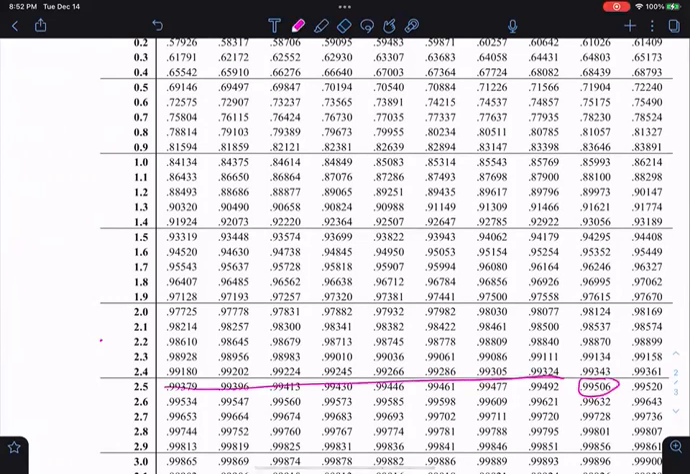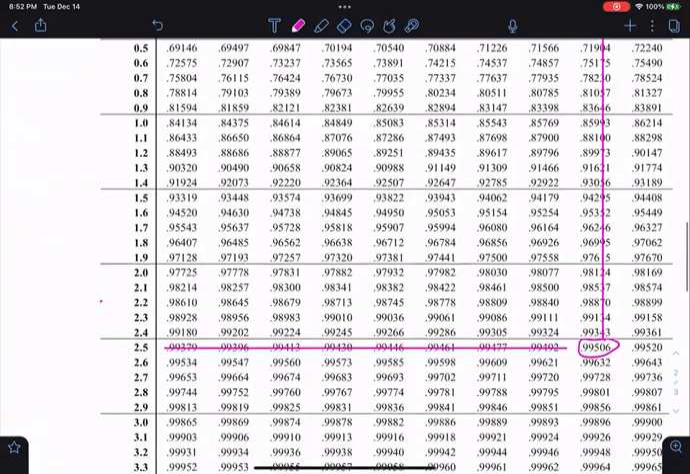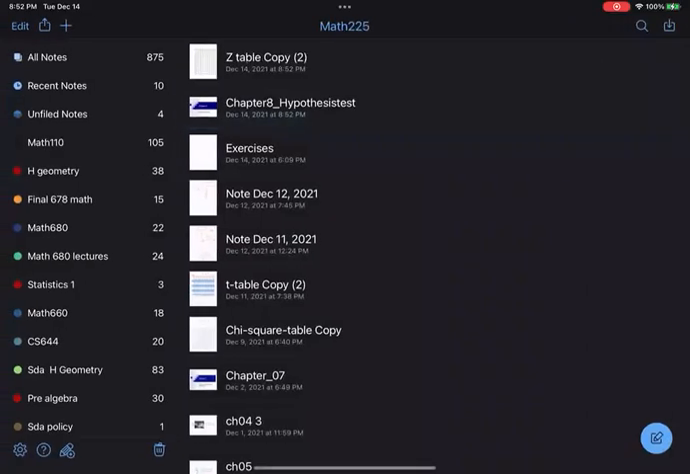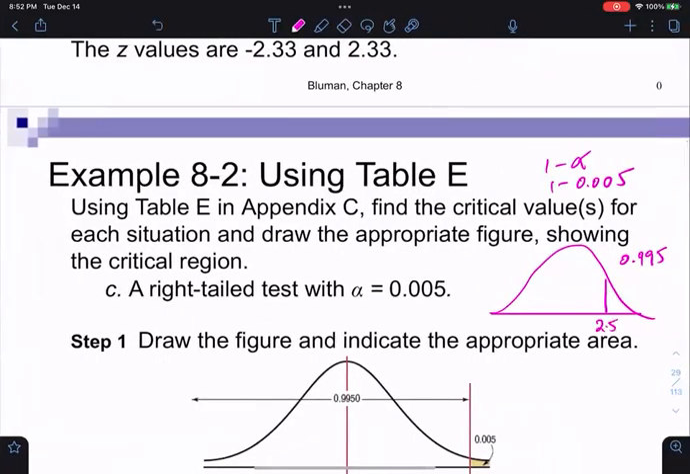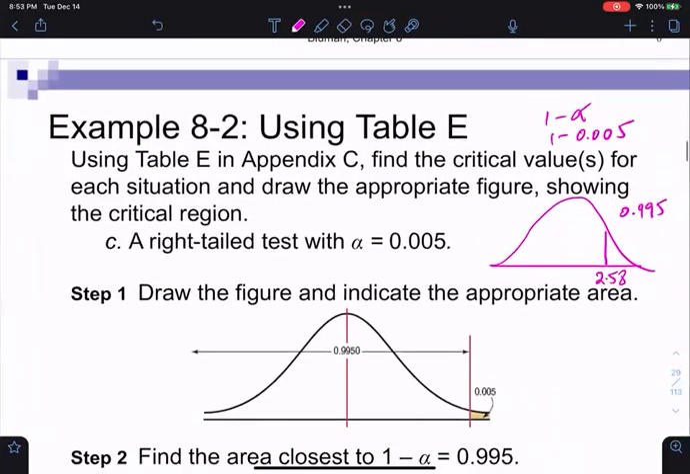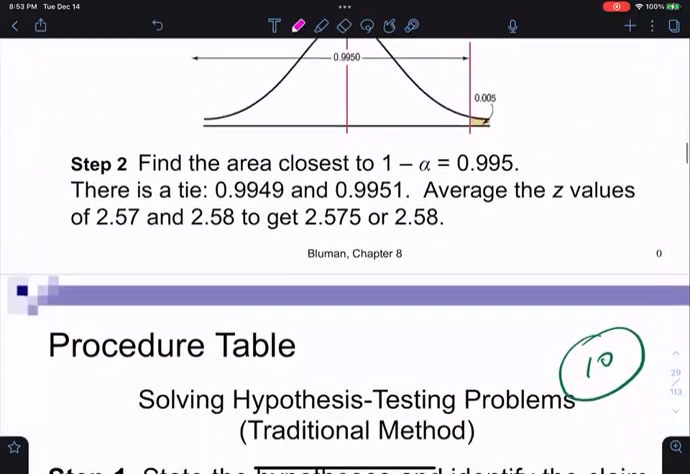So that's 2.58, because the maximum is 9. So this is 2.58. And that's to the right, so that you should get, right?